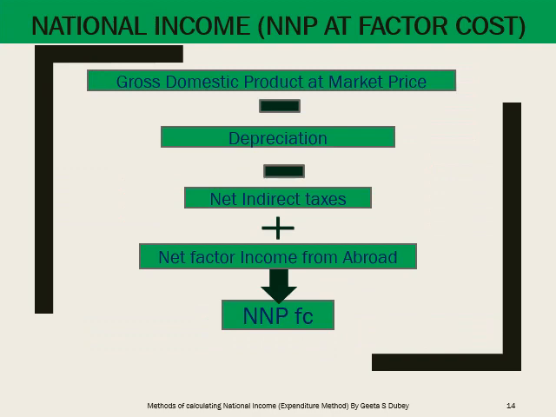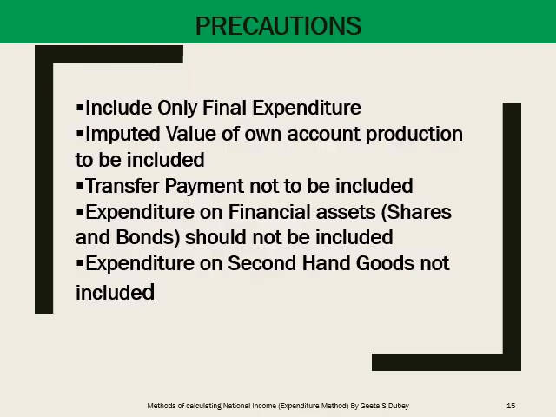Once we derive gross domestic product at market price, we can now arrive at national income, that is NNP at factor cost, by subtracting depreciation, subtracting net indirect taxes and adding net factor income from abroad. Once you get the concept, you can analyze situations and apply them to get the solution. Children, there are certain precautions to be taken while you analyze and apply.